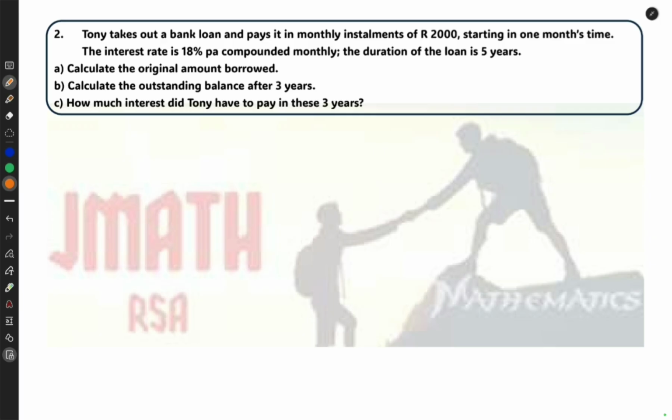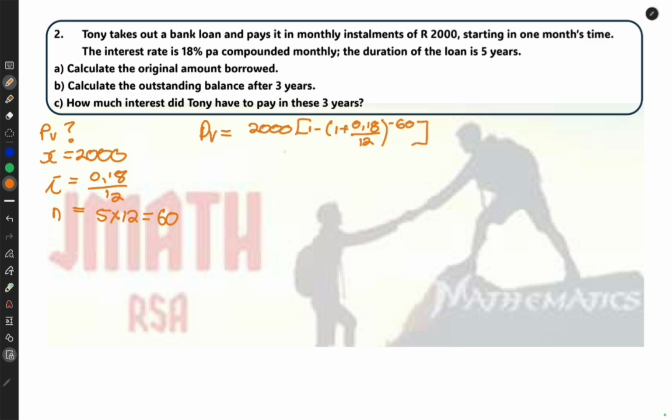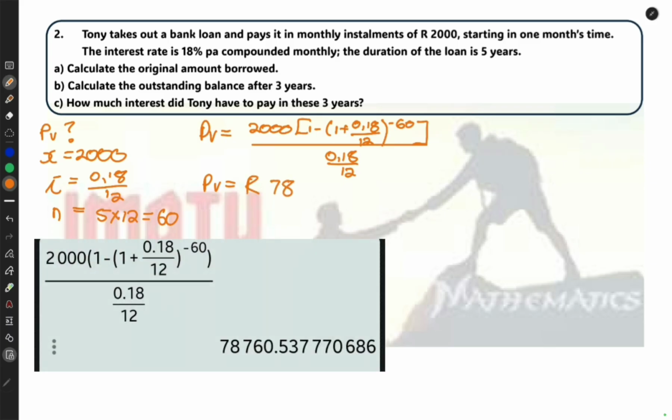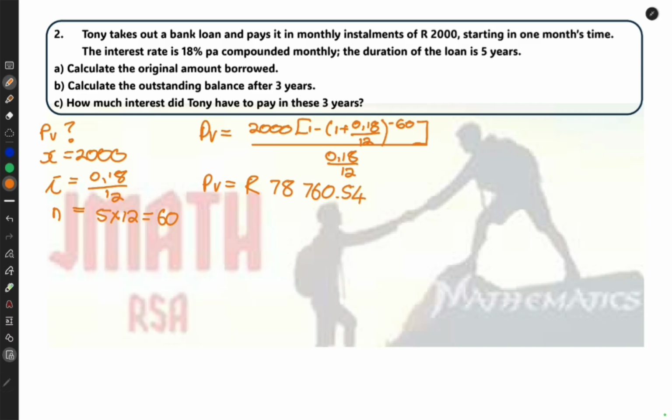Firstly, I'm going to do present value because it's a loan and he's repaying the money. So I am looking for present value. I know X is equal to 2,000 Rand. They told me i is 18% compounded monthly, and n, the original plan was 5 times 12, so n was 60 months. I'm just going to sub in all of that in the present value formula and see what the original loan was. If I type in all of that on the calculator, it tells me he borrowed 78,760.54 Rand initially. So that's the answer for question A.